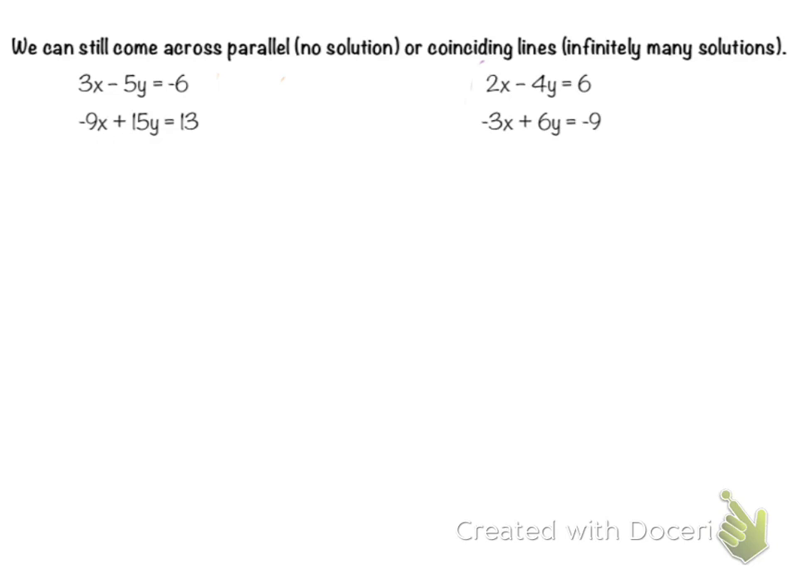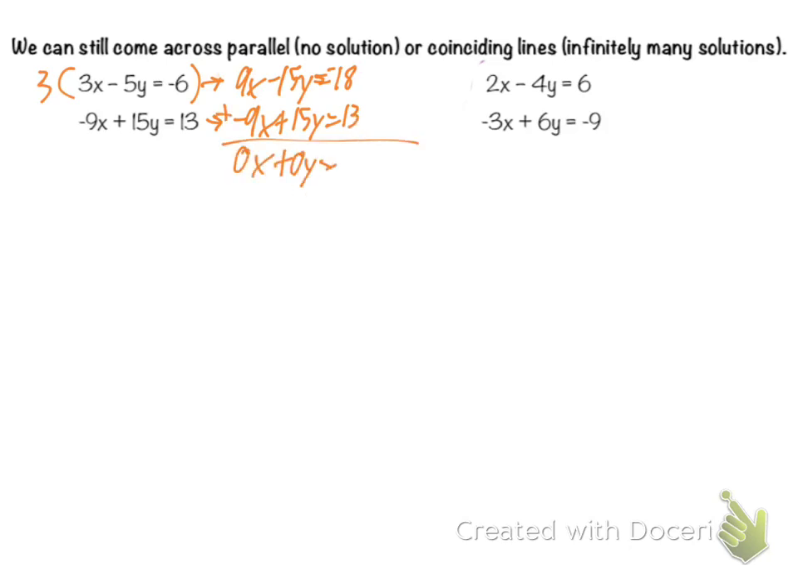So 3x minus 5y equals negative 6. Negative 9x plus 15y equals 13. They're lined up. Multiply the top one by 3: 9x minus 15y equals negative 18. And then the bottom one stays the same: negative 9x plus 15y equals 13. Add them up. X is eliminated, 0x. Y is eliminated, 0y. Negative 18 plus 13 is negative 5.